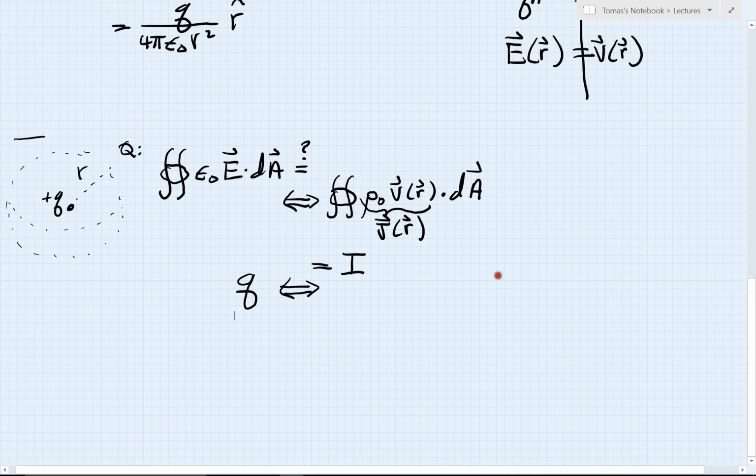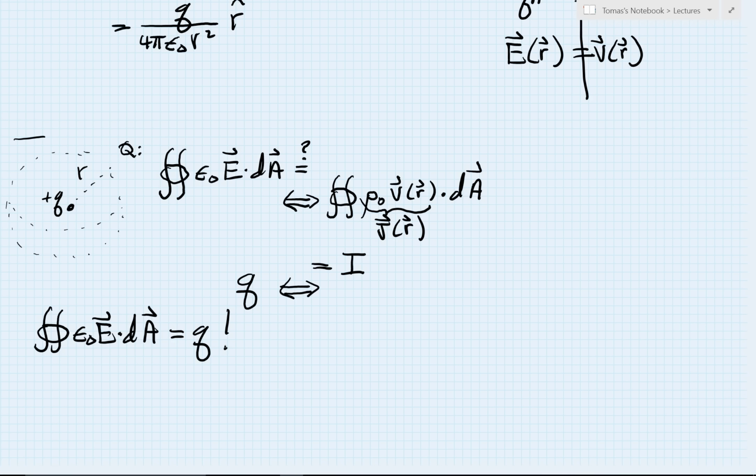So let me just write this down more neatly. What I'm saying is, if you do a closed surface integral, epsilon naught times E dot dA around this sphere, the answer you're going to get is just Q. And I'm not going to work this out. I don't want to spend the time on it in the video lecture, but it is a great exercise for you to go and check for yourself. And you'll see that our analogy actually holds up extremely well.